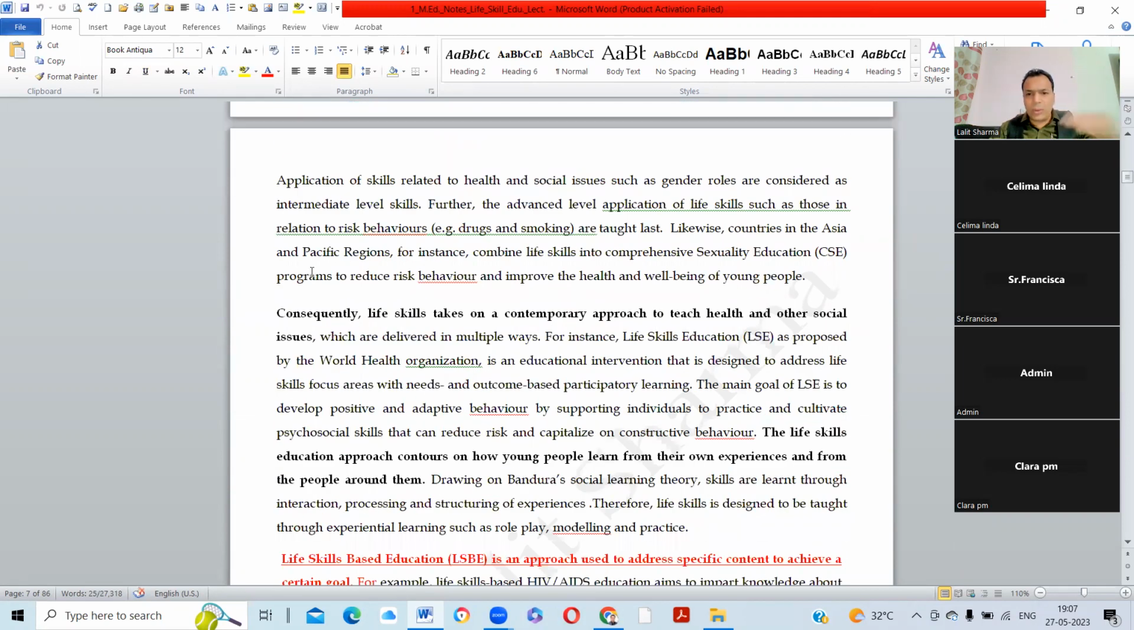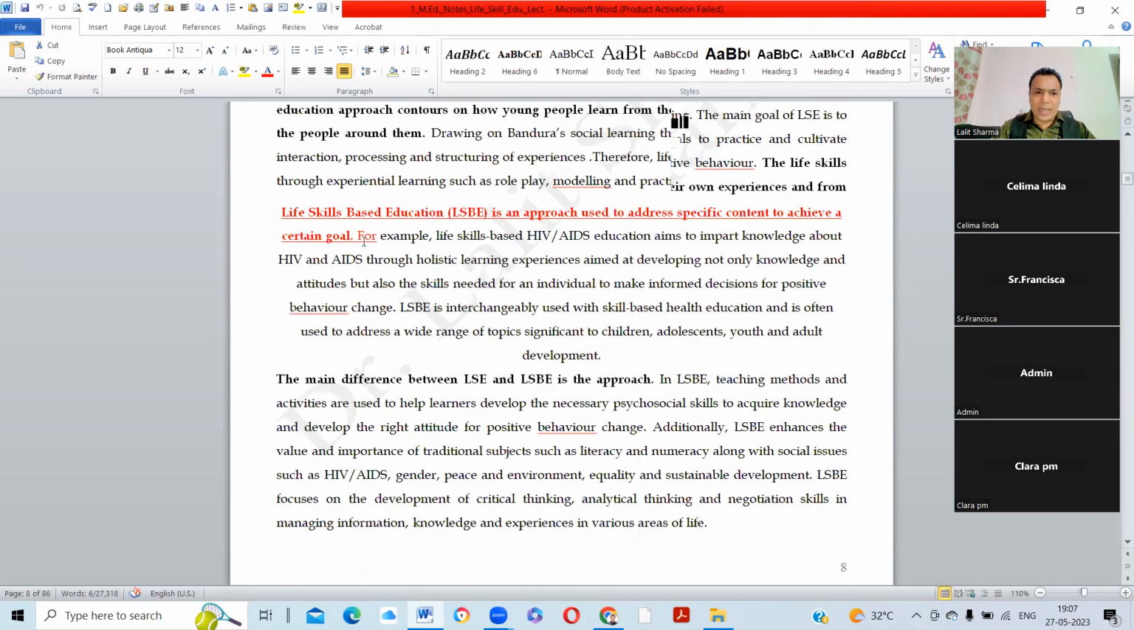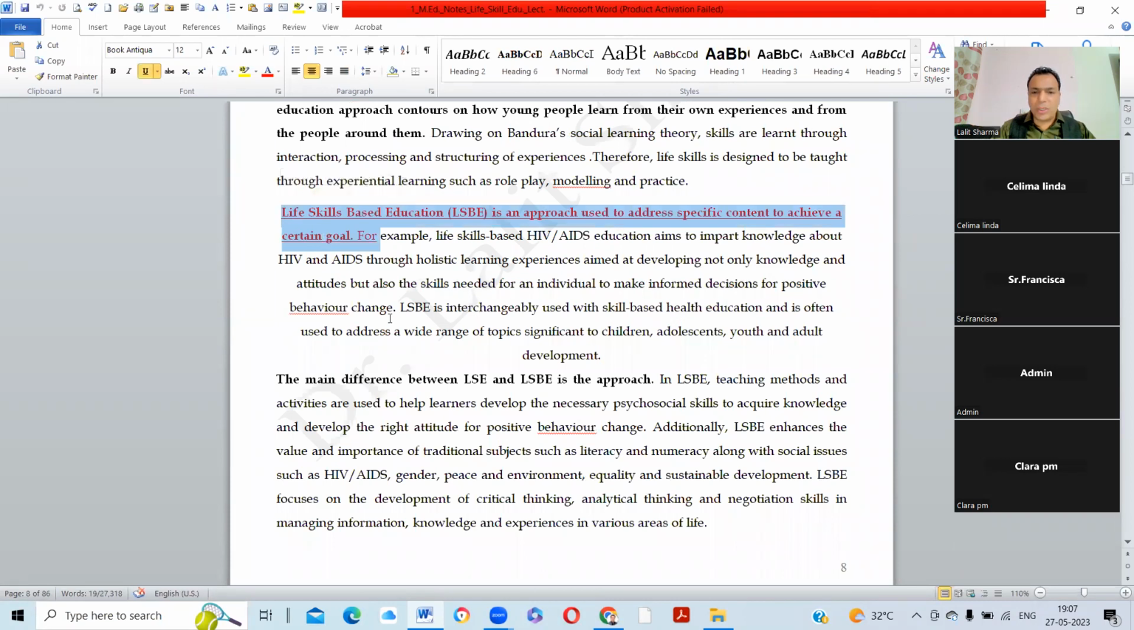So this thing you have to talk about, the life skills, why life skill education is necessary. Okay, life skill based education is an approach used to address specific content to achieve certain goals. Okay, well, what was our question?